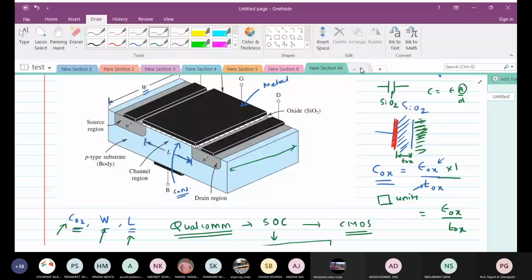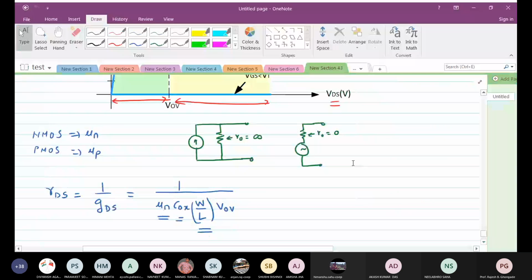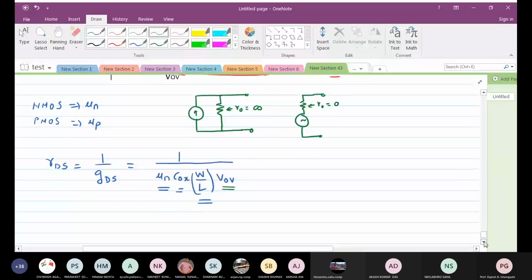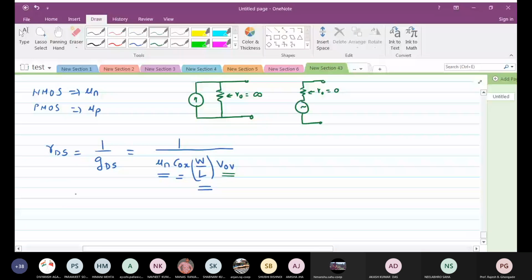All right. So going back to this discussion, this RDS is actually dependent on mu n COX W by L. Now you know all the parameters. Mu n is the mobility, COX is the oxide capacitance, W by L corresponds to the geometry of the device, VOV we have already seen. All right. Now at this point, I want to introduce one interesting thing. Now most of the times, for example, Kn dash, which is called the process transconductance.